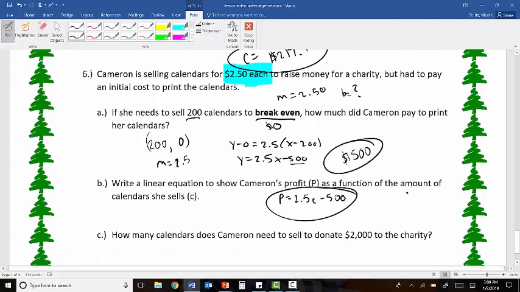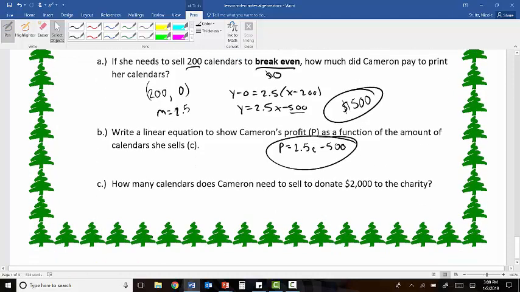In the last problem, it says how many calendars does Cameron need to sell to donate $2,000 to charity. So since I'm giving you money, money is profit, so that's P. So what I'm going to do is I'm going to put 2,000 in for P and set that equal to the rest of the problem. And then if you were to go through and solve that, you should end up getting 1,000 calendars.